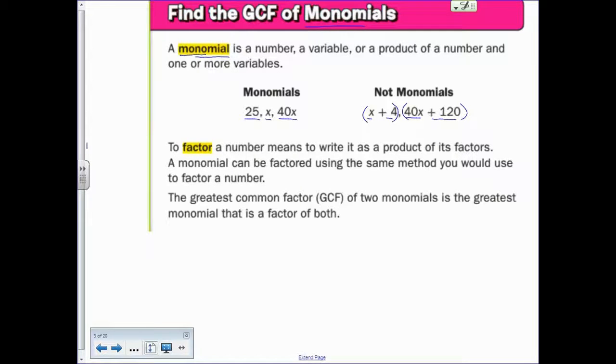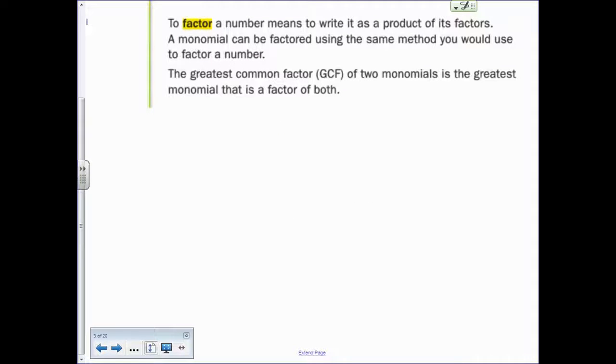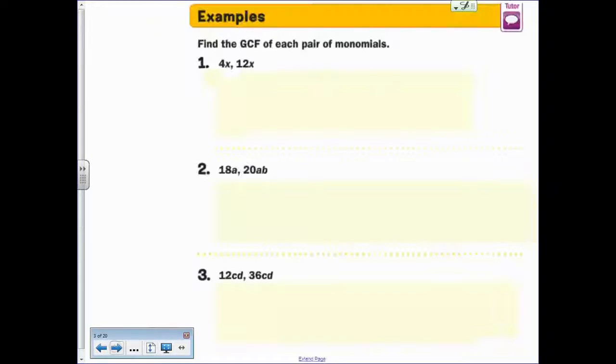To factor a number means to write it as a product of its factors. So factors are those things that we multiply together to get something. So to factor something is to write it with the numbers that you would multiply together to get that number. So a monomial can be factored using the same method you would use to factor any number. The greatest common factor, GCF, of two monomials is the greatest monomial that is a factor of both. So let's take a look at the examples to see how to do this, factor these monomials.